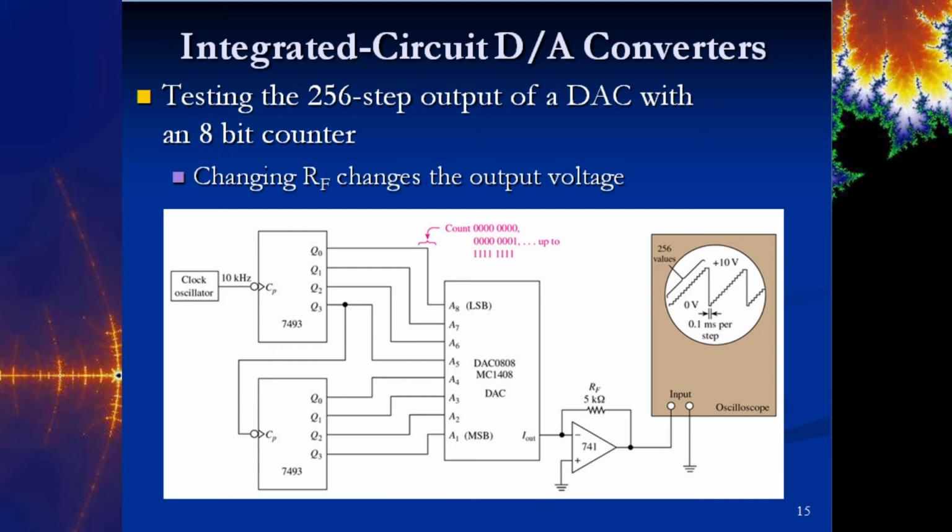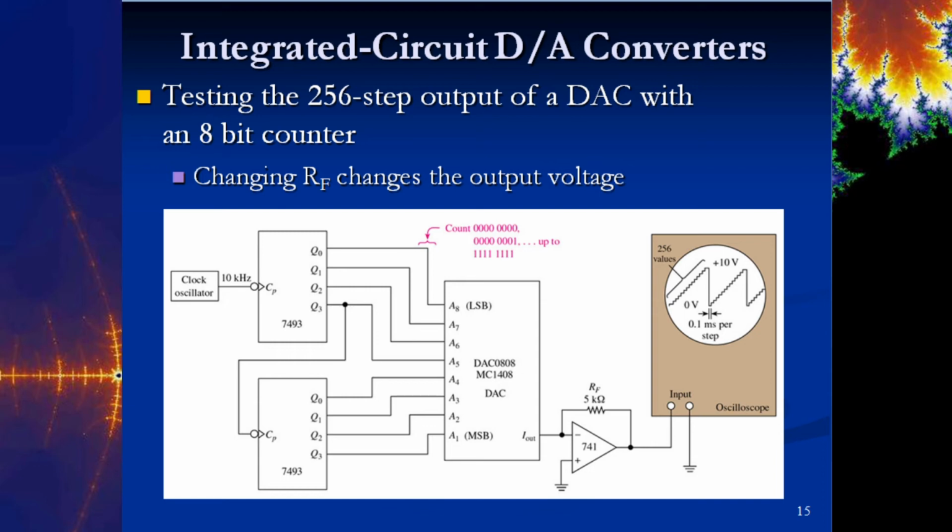So whenever this one goes, we're going to activate this 7493. So we've got 2 of them here. So these are mod 16 counters, each one. So 10 kilohertz signal in here. This will cycle through, count through all of these, all the way down to 11111, and then it'll recycle itself.